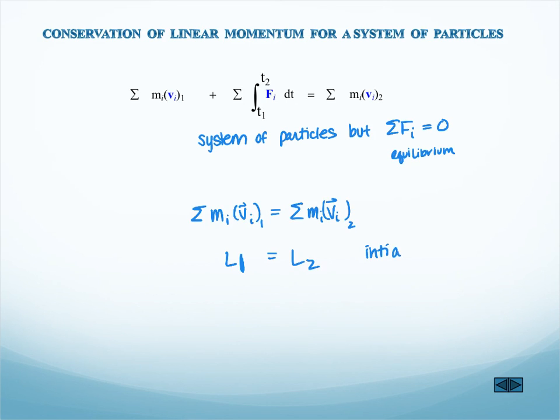And so that's the conservation of momentum. When there's no net external force acting on the system of particles, we can say that the initial momentum is equal to the final momentum. And this is really just conservation of momentum.